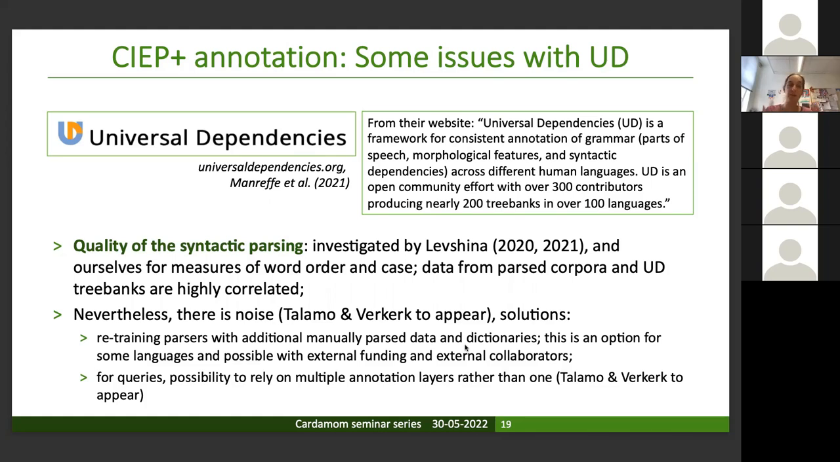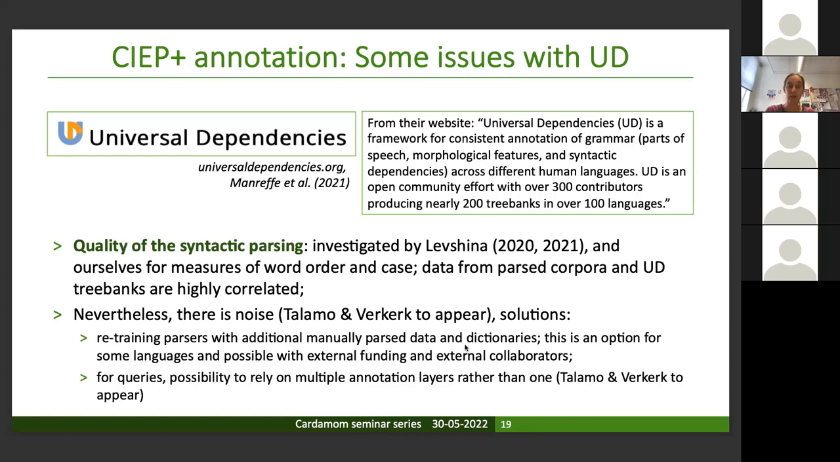But we're not using the treebanks themselves. We're using these to train parsers that parse our CIEP+ data. So we have to worry a little bit about the quality of the syntactic parsing. So far we have been investigating this with respect to word order variability. Natalia Levshina has also investigated this, and so far the data from parsed corpora and UD treebanks seem to be highly correlated. Nevertheless, there's noise that we have also found, and there are two kinds of solutions on different levels that we want to take in this regard.